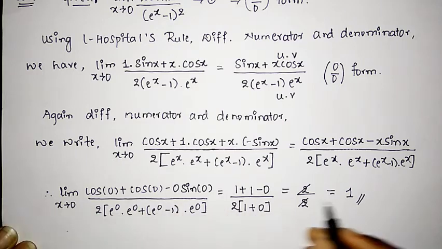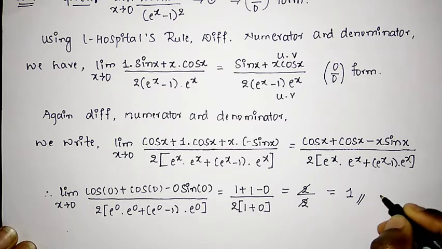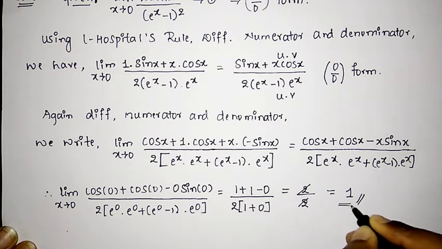So therefore we have obtained the value, that is limit as x tends to 0, x into sin x divided by (e to the power of x minus 1) the whole square. So this is the required answer, that is 1.